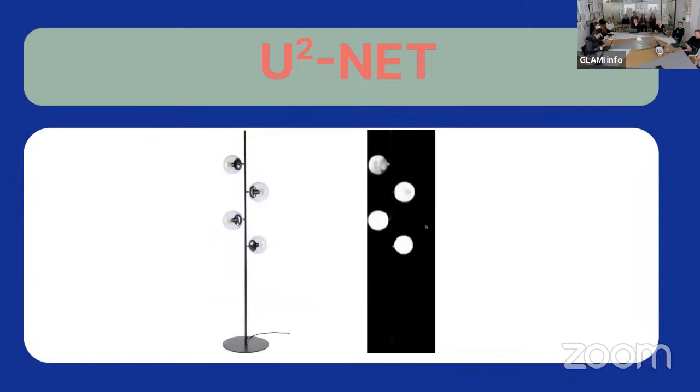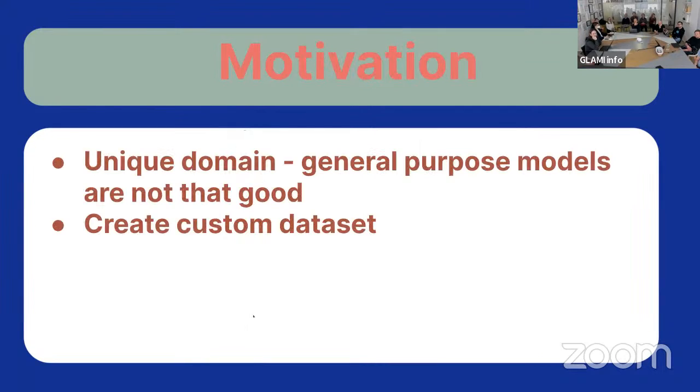And the general purpose models are especially bad for lamps. Because when you are a model and you are trained on things like cats, dogs, people, cars, and airplanes, and you have something with weird shapes and different colors glued together, you just don't know what to do about it. So hopefully I convinced you that we have quite a unique domain and difficult for general purpose models. Therefore, we need to create our own custom data set, right?